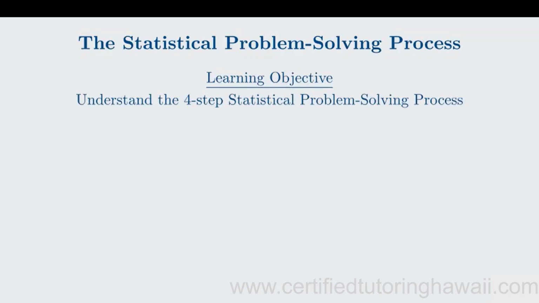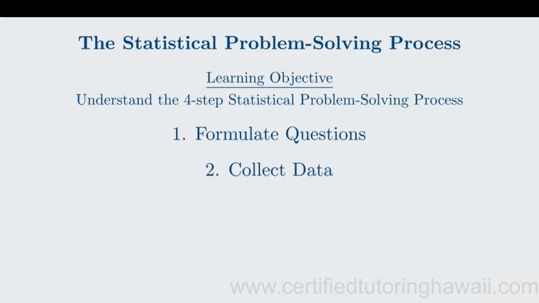It always begins with step 1, formulate questions. This means clarifying the problem and phrasing it in a way that data can actually answer. Step 2 is to collect data. Here, we decide on a plan to obtain the data, whether through a survey, an observation, or a controlled experiment. This step is crucial because poor data collection can lead to misleading conclusions.